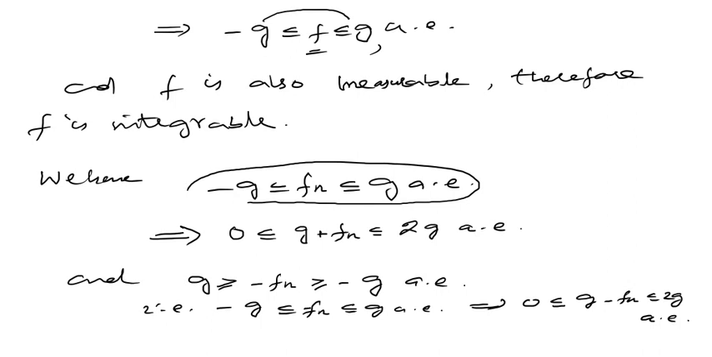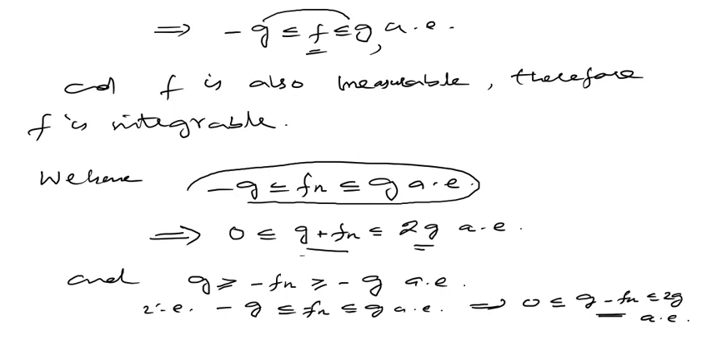So we have two sequences actually. One is G plus Fn, which is a non-negative sequence, and this non-negative sequence is also dominated by the integrable function 2G. And the second sequence is G minus Fn, which is also non-negative, and it's also dominated by the same function 2G. So we see that G plus Fn and G minus Fn both satisfy the hypothesis of Fatou's lemma.